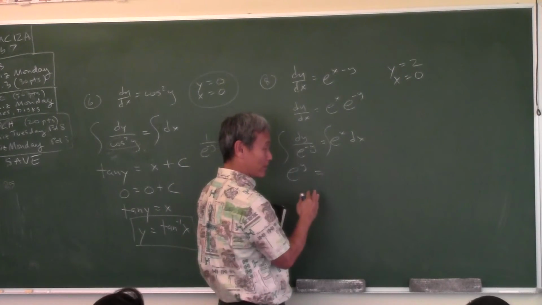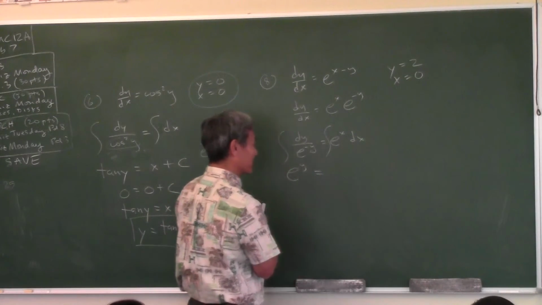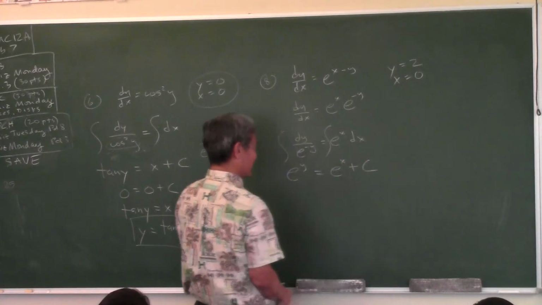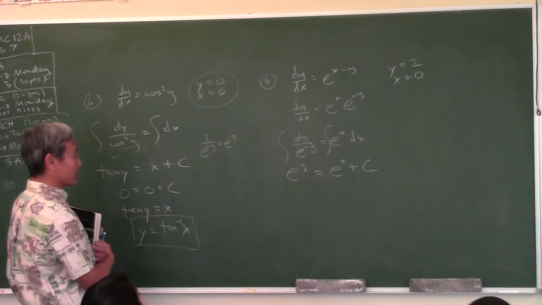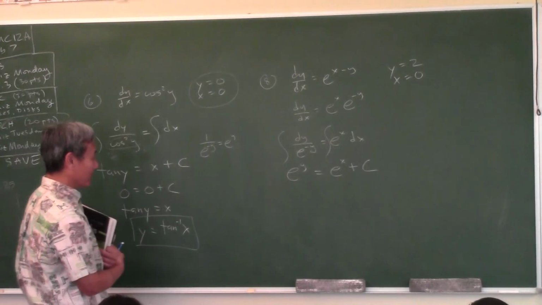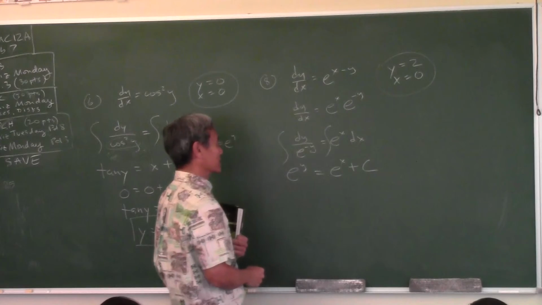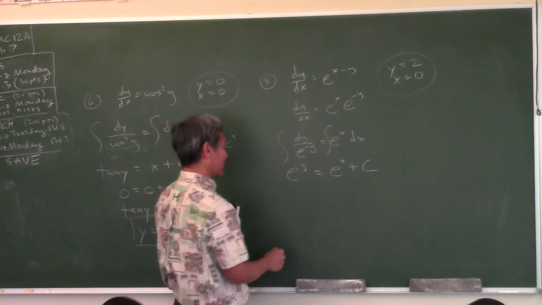But we're going to hold off on the plus c because we're going to mush the 2 plus c's together. And of course the right side is e to the x plus c. Mush the 2 c's together into 1 c. Now when you get to this step, plug in your initial conditions. Plug in 2 for y and 0 for x.